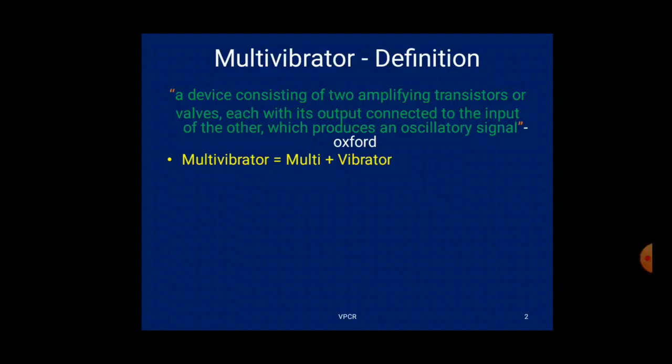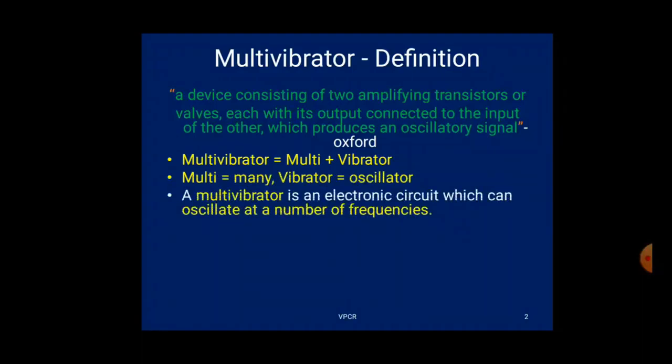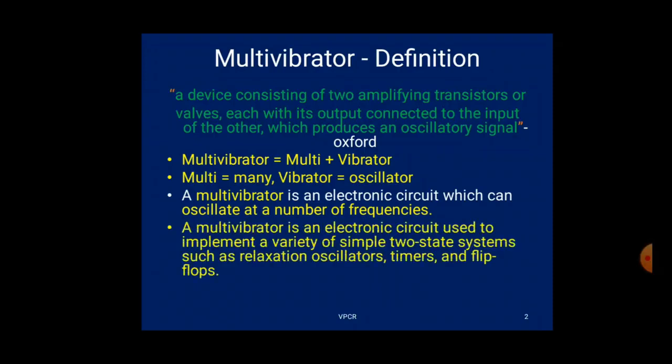So now we will get into the technical definition. Multivibrator, you can divide this name into two parts: multi plus vibrator, where multi means many, vibrator means oscillator. So you already know what is oscillator. So now I can define this circuit as: a multivibrator is an electronic circuit which can oscillate at a number of frequencies.